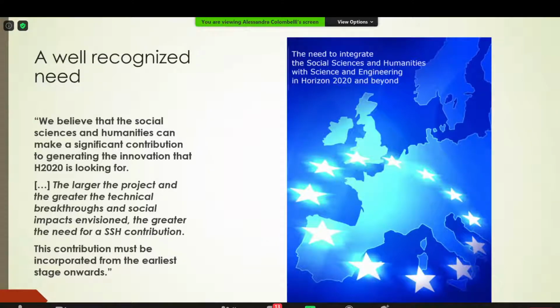The European Commission strongly believes that social sciences and humanities, and the integration of social sciences and humanities with science and engineering, is key, and in particular is key in the case of technical breakthroughs and radical innovation that are expected to exert a high social impact. But why? Because social sciences can contribute in identifying new societal needs.